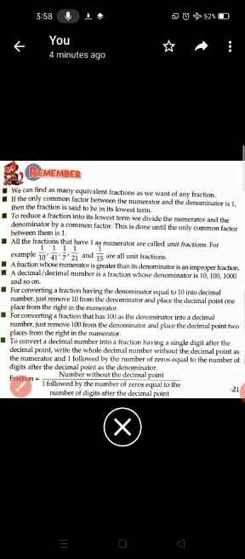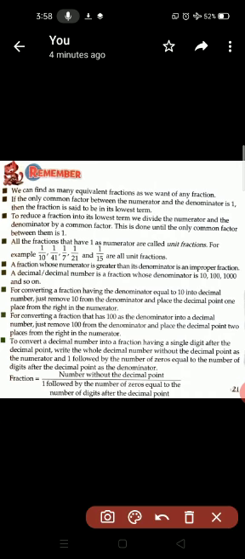Next one, all the fractions that have 1 as a numerator are called unit fractions. For example, 1 by 10, 1 by 41, 1 by 7, 1 by 21 and 1 by 15. Whatever the denominator, if the numerator is exactly equal to 1, then that type of fraction is known as a unit fraction.